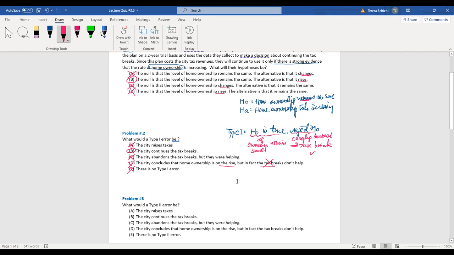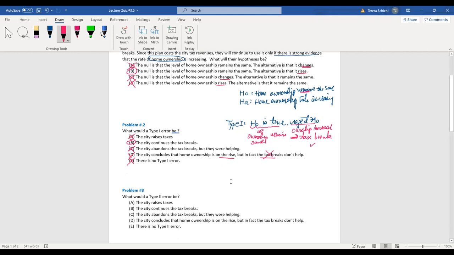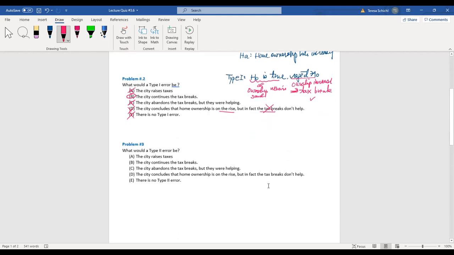All right, so like we do those type of problems, you need to write it out and then kind of translate or infer what the problem means here. Okay, so now let's take a look at problem number 3 here. They said, what is a type 2 error?